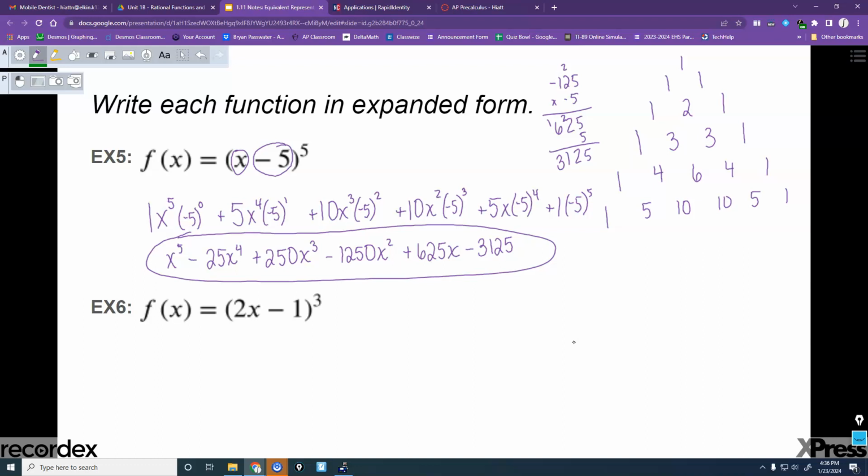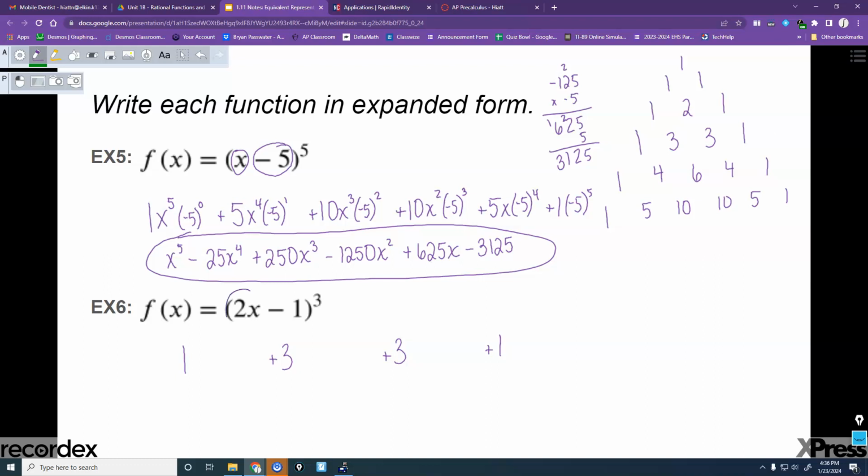Here, I've got 2x and negative 1 to the 3rd power. So for the 3rd row, I'm using 1, 3, 3, 1. This one's going to be a little bit easier just because we're not raising it to quite as high of an exponent. So I have 1, 3, 3, 1. Those are my coefficients that I pull from Pascal's triangle. Put plus signs right here.